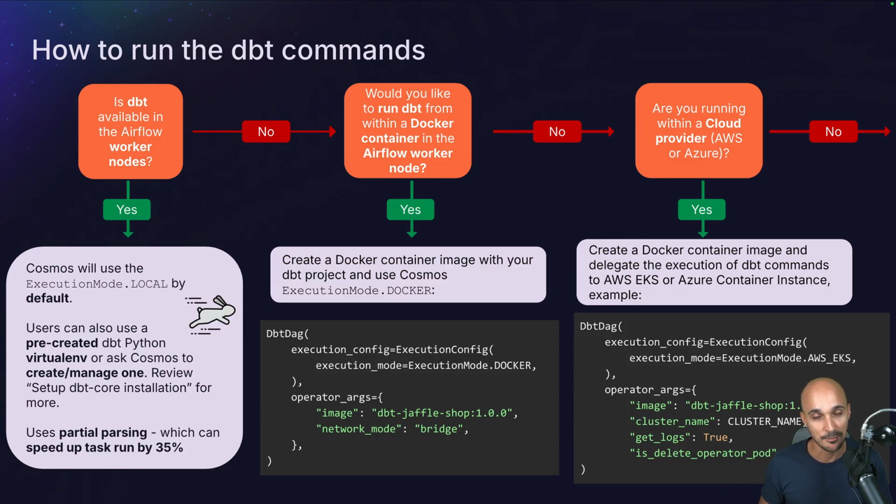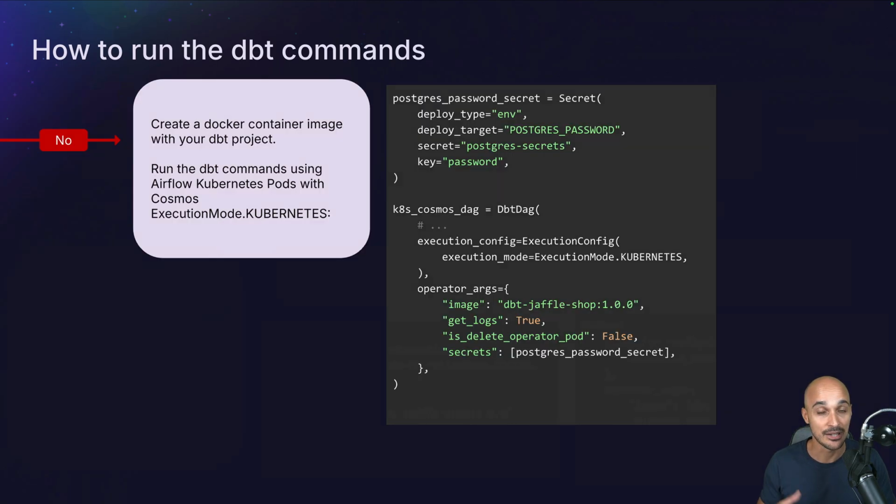Obviously, the first method is the fastest one. That makes sense. But if you are not running within a cloud provider, then you can still create a Docker container image with your dbt project and then run the dbt commands using Airflow Kubernetes pods with Cosmos, for example, the execution mode Kubernetes. So the idea here truly is to show you that there are many execution modes that exist with Cosmos to give you all the flexibility you need to run your dbt nodes. Don't hesitate to look at the documentation for that.